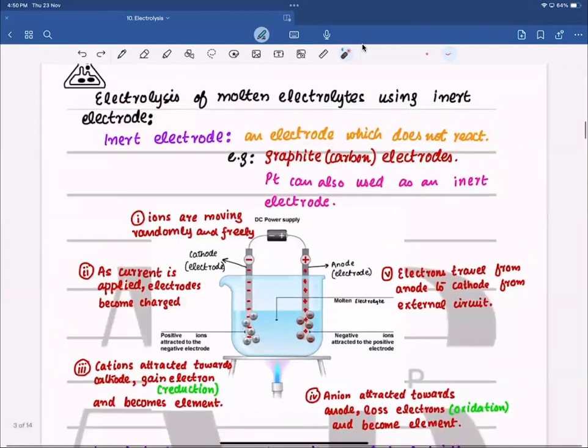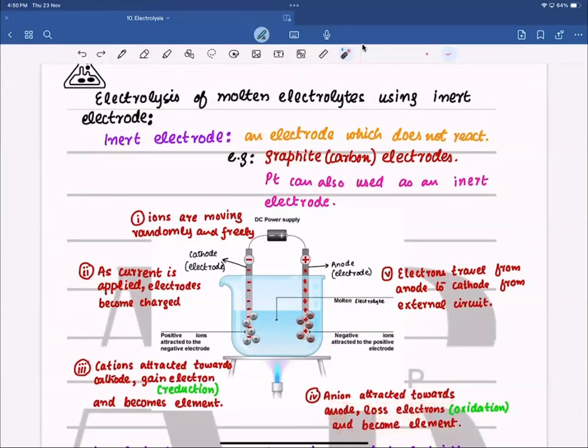Okay, so here we have all the processes that are taking place. I have written down step by step. The ions are moving freely. Current is applied. The electrodes become charged. Cations are attracted towards the cathode, gain electrons, which means they undergo reduction and become elements. Then anions are attracted towards the anode, lose electrons and become elements.